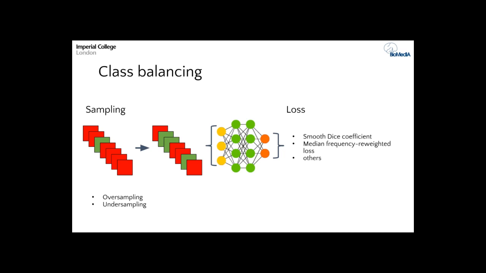One of the more commonly used losses is a median frequency reweighted loss, where you track the frequency over time of each of the classes, and then you basically just multiply and reweight before you do your average of your total loss.